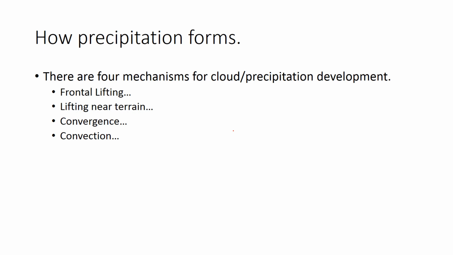Well, obviously we know that precipitation forms from clouds. And how do those clouds form? They form from air that rises, expands, cools, and condenses. So just like the cloud in the bottle, when I squeezed the bottle, moisture evaporated, I let go of the bottle, it then cooled and condensed. That's what happens. But what gets that air to rise, cool, and condense? Well, there are actually 4 things that do it. And the 4 things are frontal lifting, lifting near terrain, convergence, and convection.